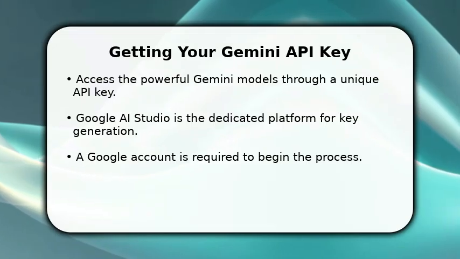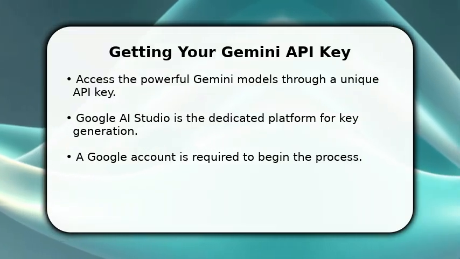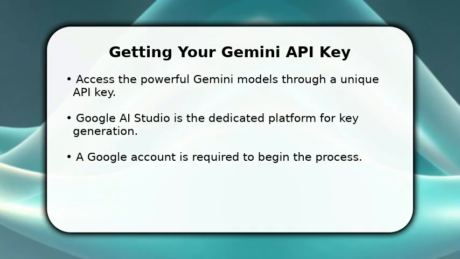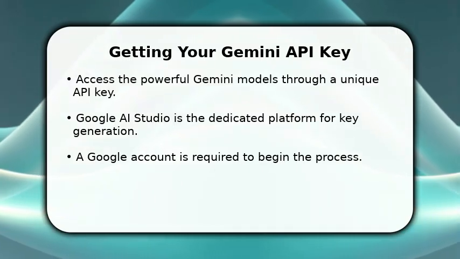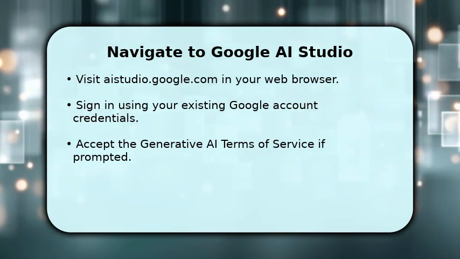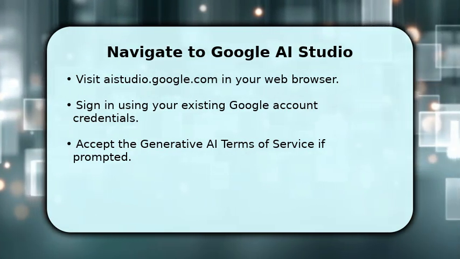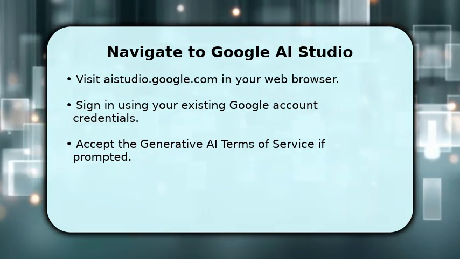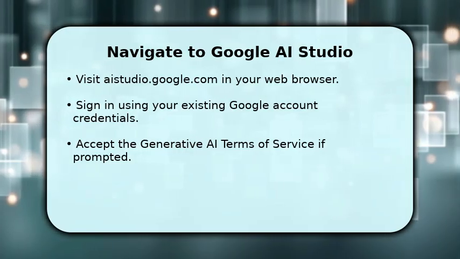You will need a standard Google account to sign in and begin generating your key, which takes just a few simple steps. Your first step is to open your web browser and go directly to aistudio.google.com. Once there, you will sign in using your regular Google account.